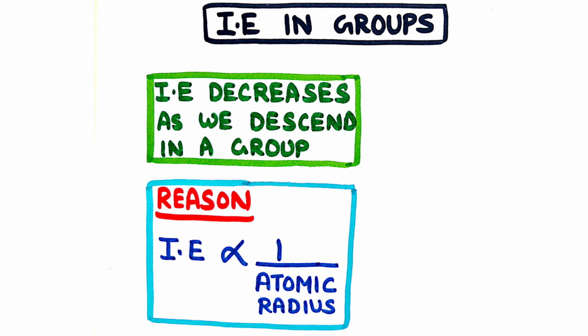Now let's discuss ionization enthalpy in groups. So ionization enthalpy generally decreases as we descend in a group. Now this is because, as I have discussed before, ionization enthalpy is inversely proportional to atomic radius. So as atomic radius increases down a group, ionization enthalpy decreases as we descend in a group.